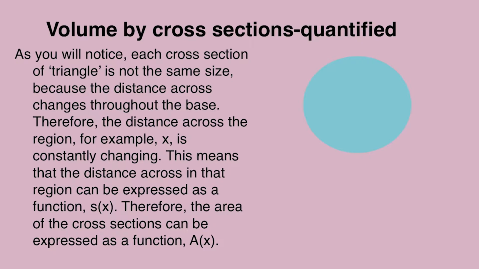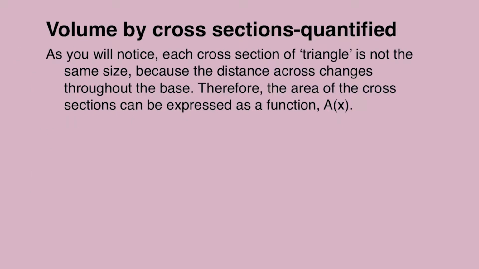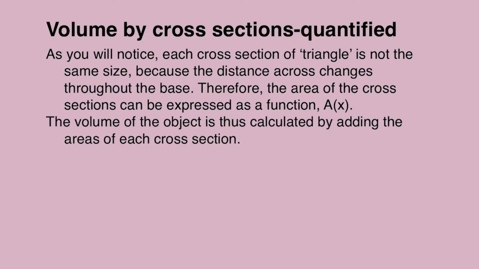As you will notice, each cross-section of the triangle is not the same size, because the distance across changes throughout the base. Therefore, the distance across the region, for example x, is constantly changing. This means that the distance across in that region can be expressed as a function s of x. Therefore, the area of the cross-sections must be expressed as a function A of x. The volume of the object is thus calculated by adding the areas of each cross-section.